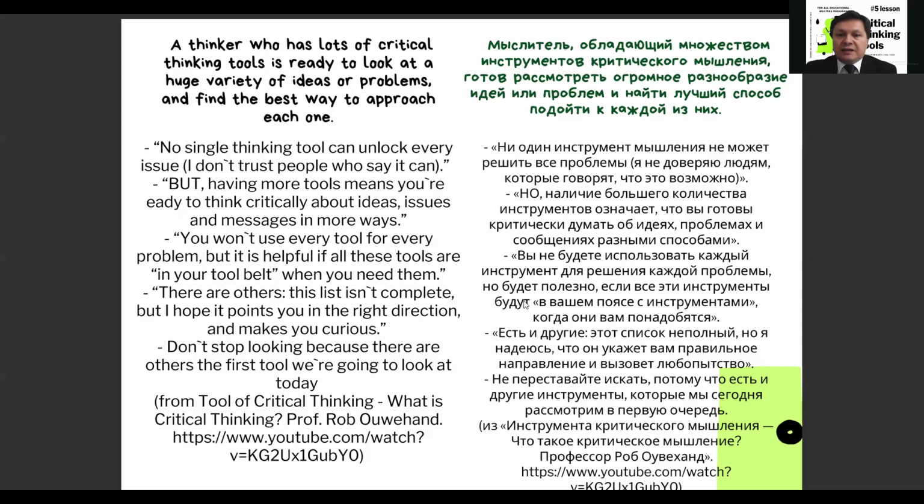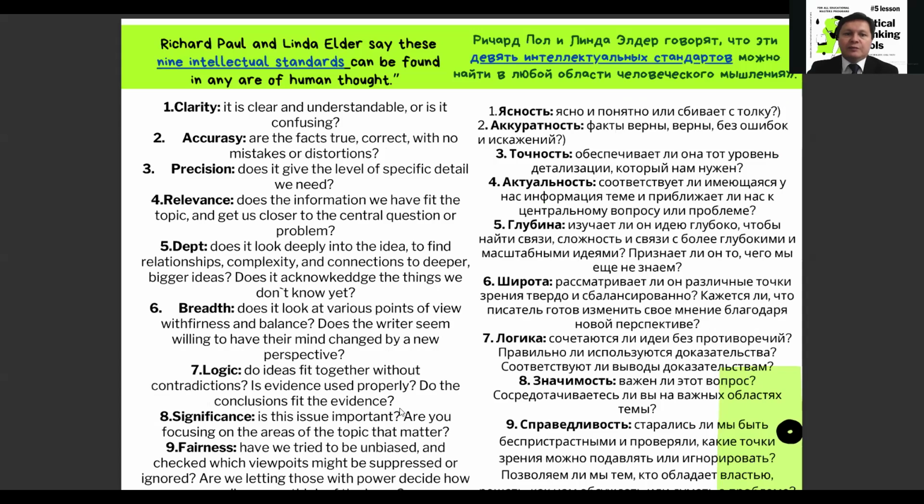Richard Paul and Linda Elder say these nine intellectual standards can be found in any art of human thought. First, clarity. Is it clear and understandable, or is it confusing? Second one, accuracy. Are the facts true, correct, with no mistakes or distortions?